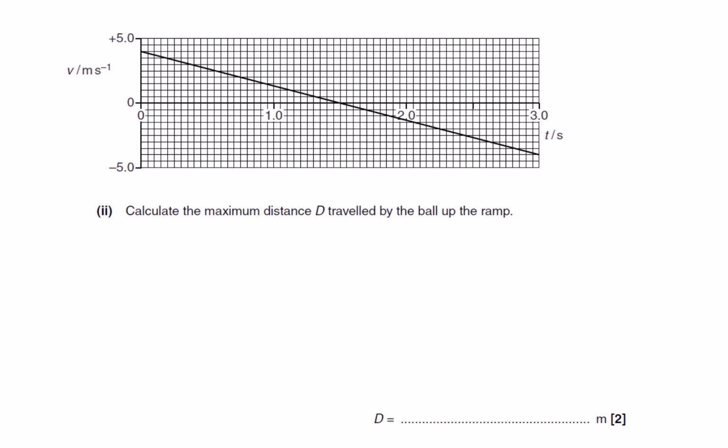So we've got to calculate the area of that. Well, that's nice and simple. We've got a height here of 4 meters per second and a time of 1.5. So the distance here is going to be the area under the graph, which is going to be half of 4 times 1.5, and that comes out at a distance of 3.0 meters.